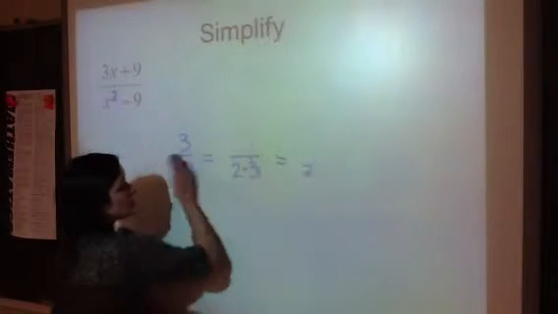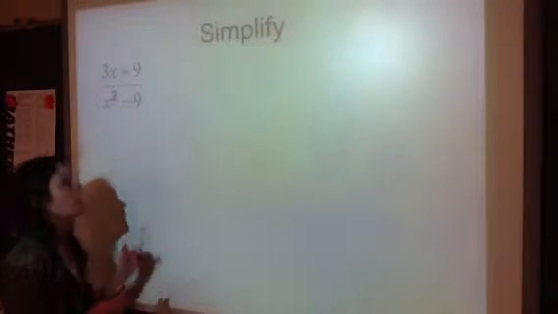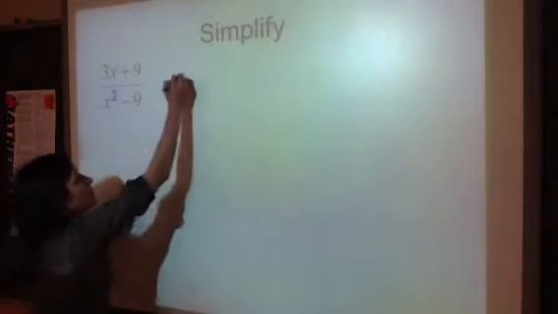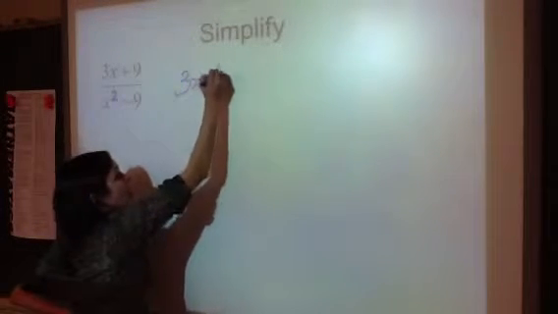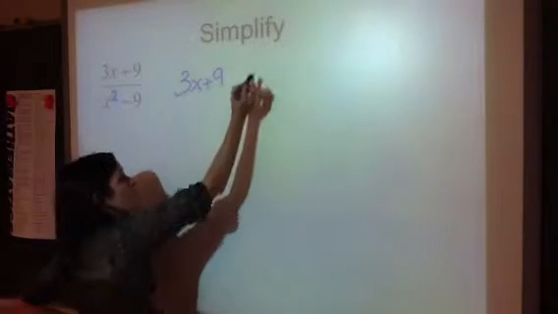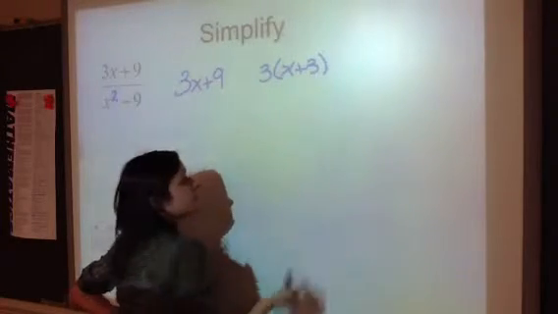Well, that's what we're going to be doing today. So we have to factor everything. So we're going to factor the top, and we're going to factor the bottom. So if I give you the top, and I say factor, what would you get? Well, you would notice that they have a 3 in common, so you should get 3, then x plus 3.